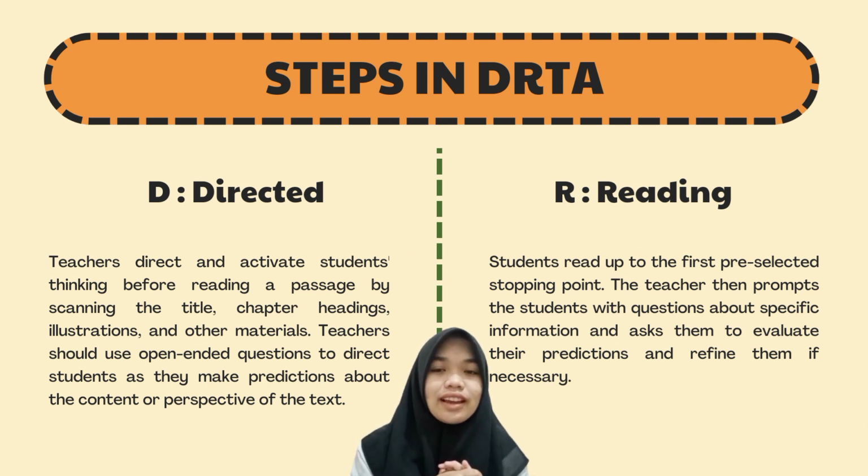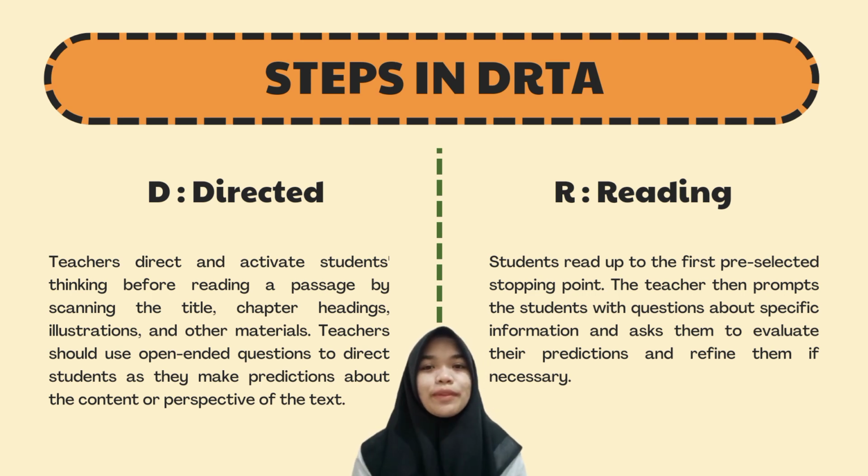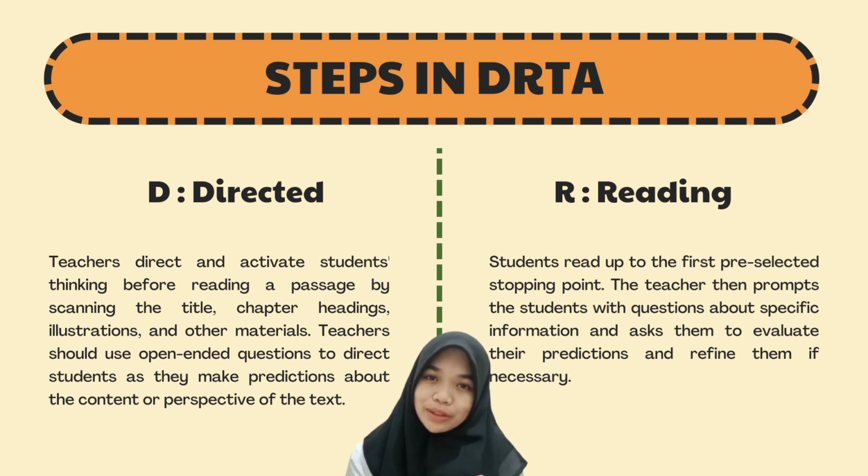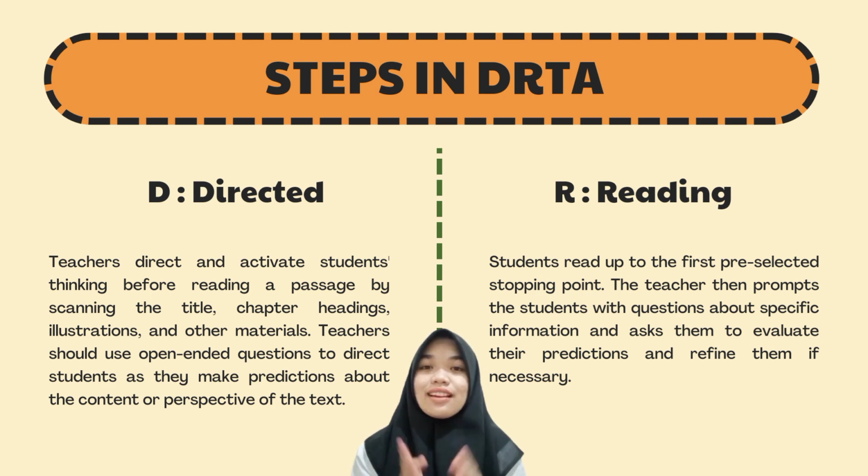The first step of the DRTA is D for Direct. Teachers direct and activate students' thinking before reading a passage by scanning the title, chapter headings, illustrations, and other materials. Teachers should use open-ended questions to direct students as they make predictions about the content or perspective of the text. For example, the teacher gives a reading title to students and then asks, "What do you think the passage will be about?"